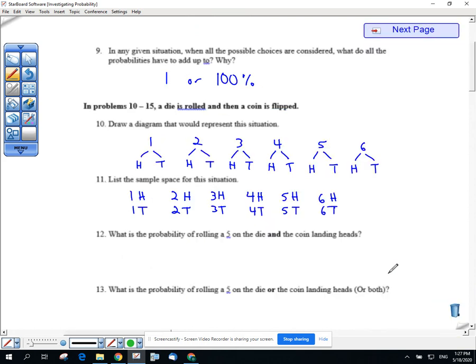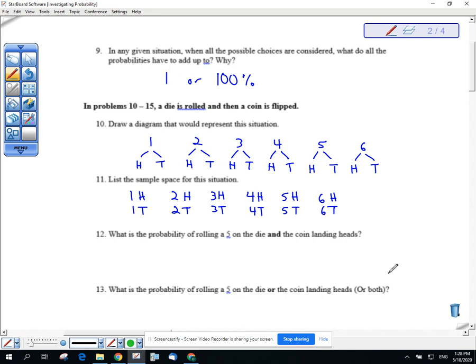Page 2. In any given situation, when all possible choices are considered, what do all probabilities have to add up to, and why? Well, hopefully you could answer this one. 1 or 100%, those are the same number, right? 100% is the decimal number 1. And that's because you can't go above 100%. There's never more than 100% probability of something happening. 100% means it's going to happen.